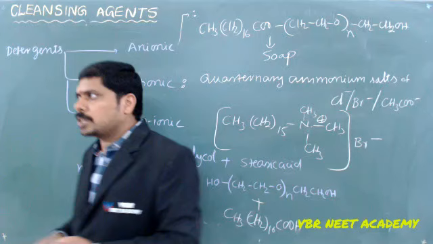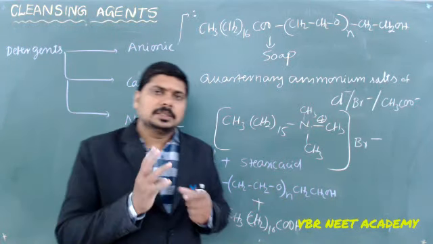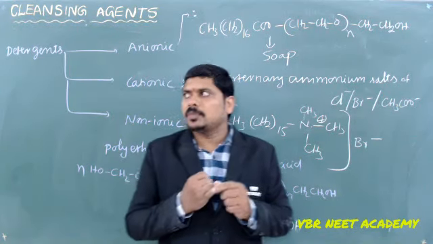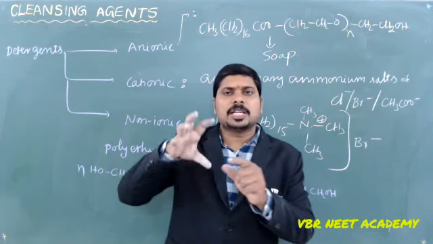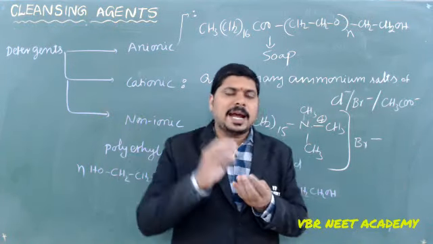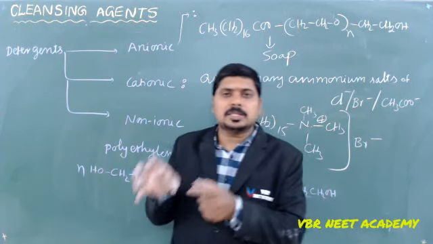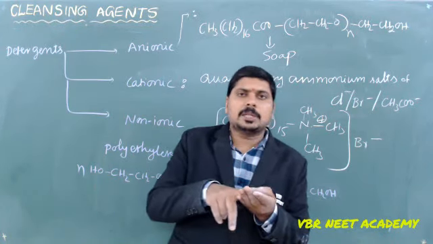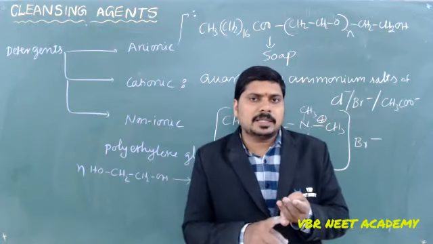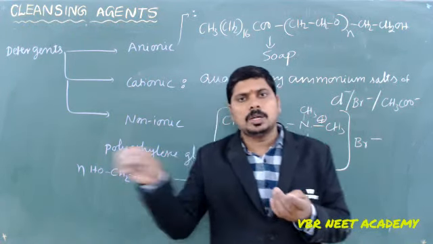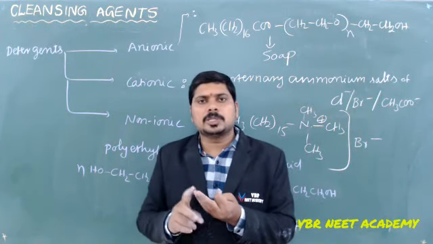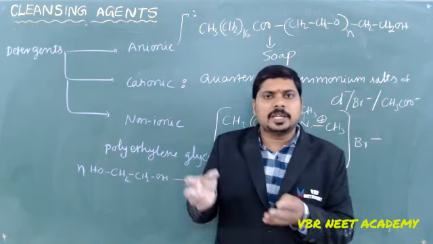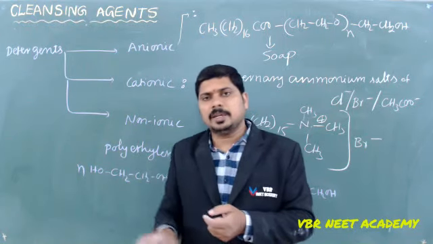Coming to detergents, we have three types: anionic, cationic and non-ionic. The anionic detergent has an anion in its structure, so it is called anionic. Cationic detergent has a cationic structure, so it is called cationic. Non-ionic means no ion. Anionic detergent is useful for household detergent, whereas cationic detergent is useful for hair conditioners, and non-ionic detergent is useful in liquid wash detergents. That is the role of each one.